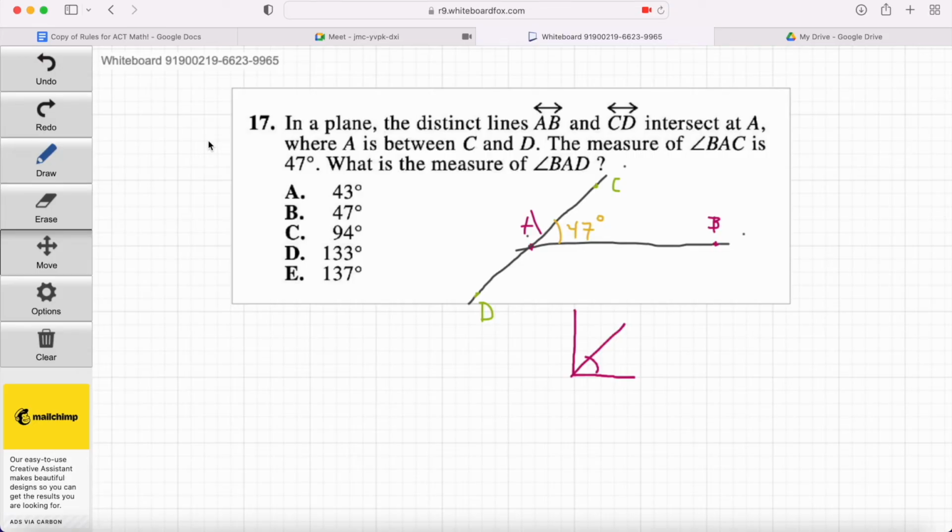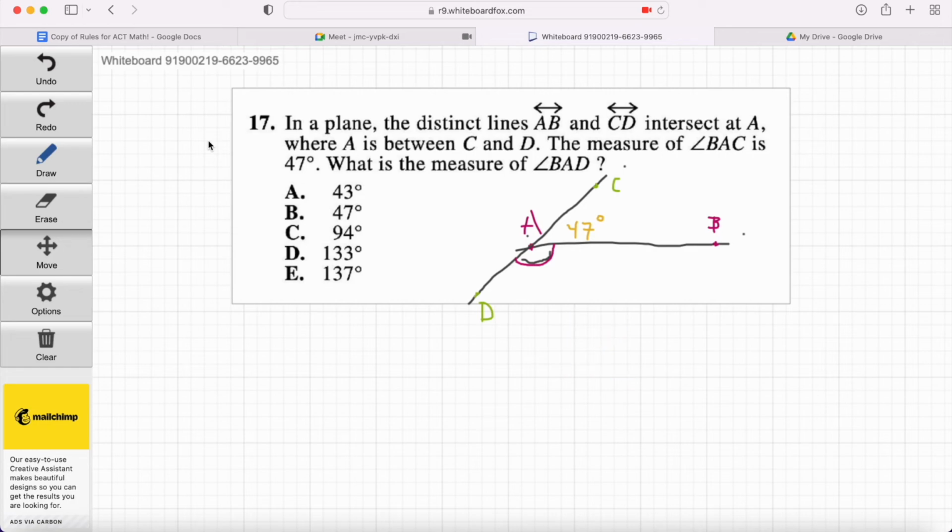Okay, and then we're solving for the measure of angle BAD. Where's angle BAD? That one, right? No, you're good. That's BAD. Absolutely, right there. That's BAD. Okay, great. I think we're on the right track.